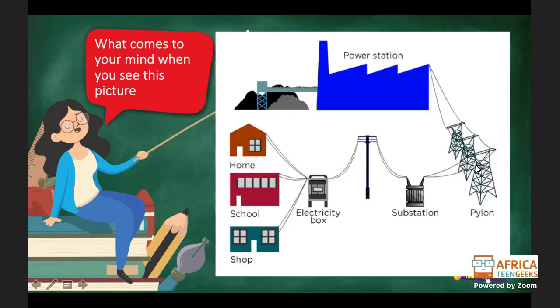From the transmissions, the electricity that we get goes through a substation. From the substation, it goes to an electricity box. Maybe most of you are familiar with the electricity box where you stay. Probably in your street there's an electricity box. This electricity box gives us electricity to our homes, our schools, our shops, and all sorts of places.